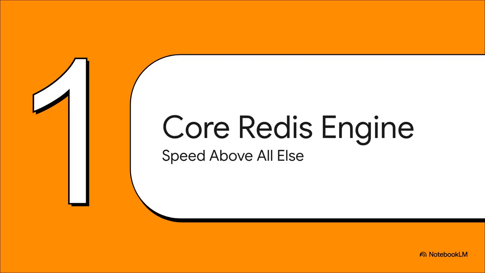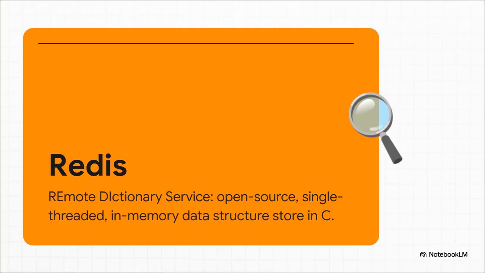Let's kick things off with Section 1, the core Redis engine, speed above all else. So the name itself is actually a dead giveaway. Redis stands for Remote Dictionary Service. It's an open source data structure store written in C. But honestly, the absolute most important words to remember here are in-memory and single-threaded.